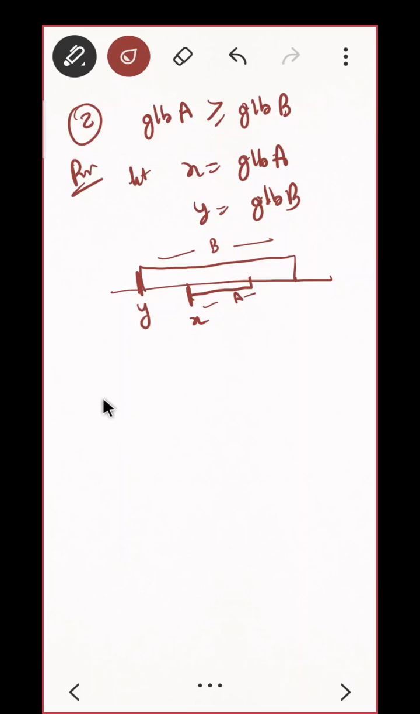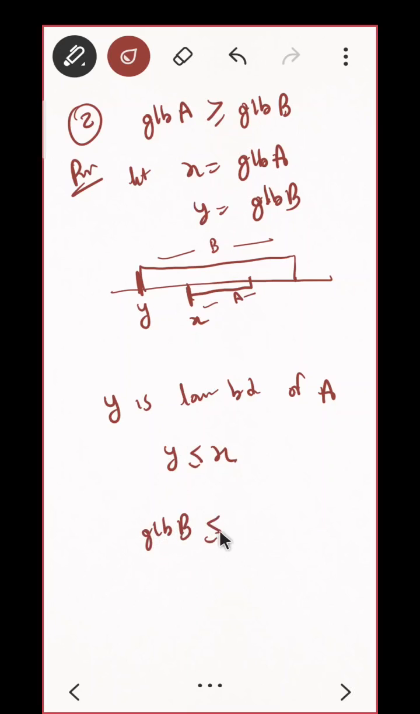So you just have to prove y is a lower bound of A. Suppose I prove y is a lower bound of A. Then as per the condition, x is your greatest lower bound, so what will be the relation? y will be less than or equal to x. Do you agree? And we are done. That is, GLB of B is less than or equal to GLB of A. So you just have to prove y is a lower bound of A. That's it. Can you do that?